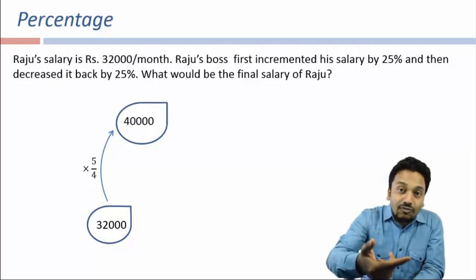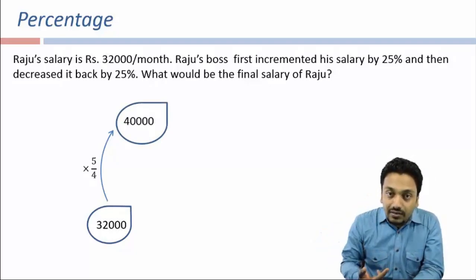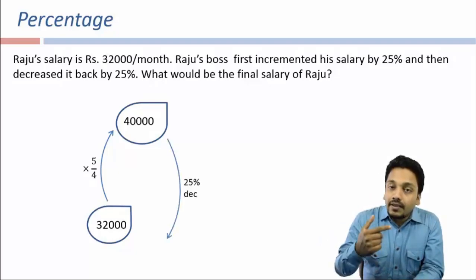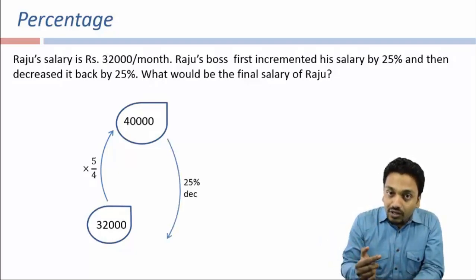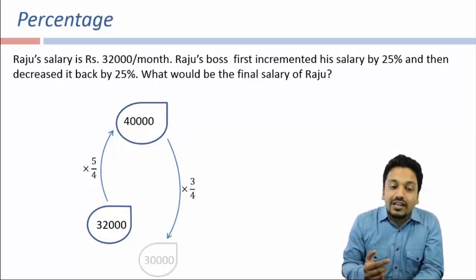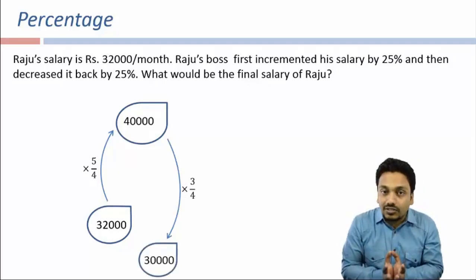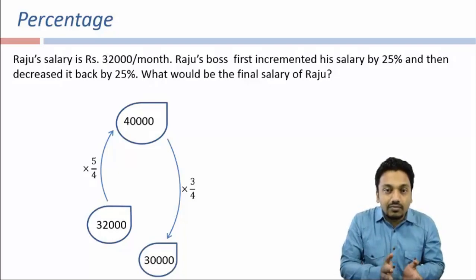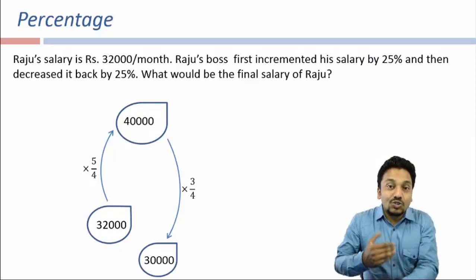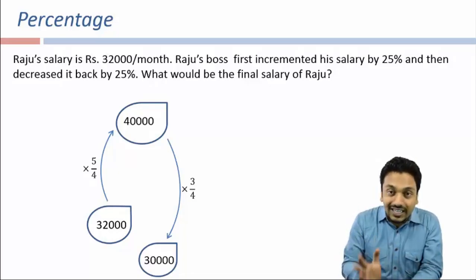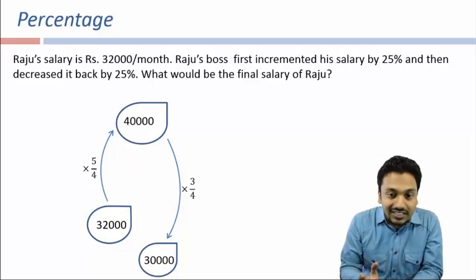Now I'll decrease 40,000 by 25%. So the decrease would be 1 minus 1 by 4, that is 3 by 4. So my final answer would be 30,000. So Raju's salary has now become 30,000 from 32,000. So in short, Raju's boss is a con man. He has been cheating Raju with his faulty calculations.